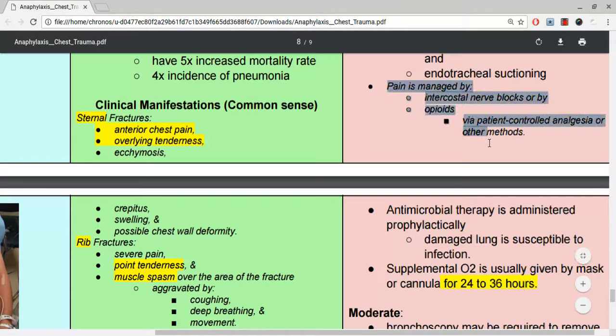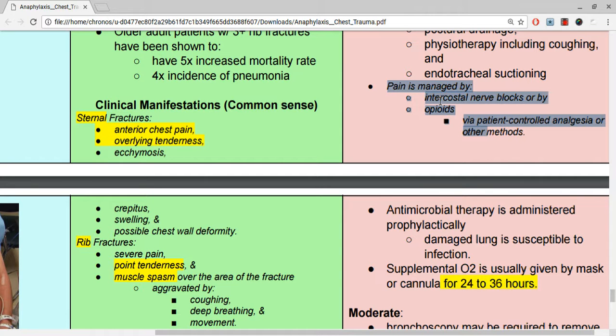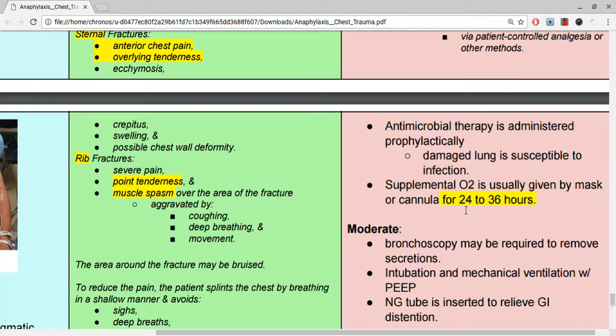And then here's the repetitive stuff that is repeatedly mentioned throughout chest traumas, which is basically you manage their pain. You can manage it through all these drugs right here. Okay. And also, you're going to give them some antimicrobial therapy prophylactically, because a damaged lung is susceptible to infection, because fluid accumulates inside of it, and stagnant water is going to eventually start to grow bacteria in there. So, stagnant water equals bacteria growth, which equals bad, which is why we are giving them these antimicrobial therapies prophylactically.